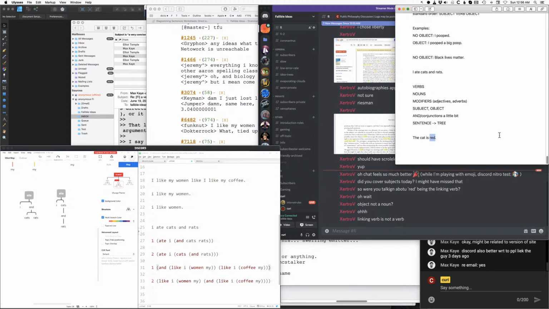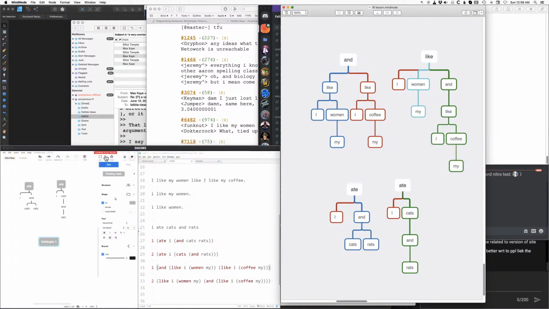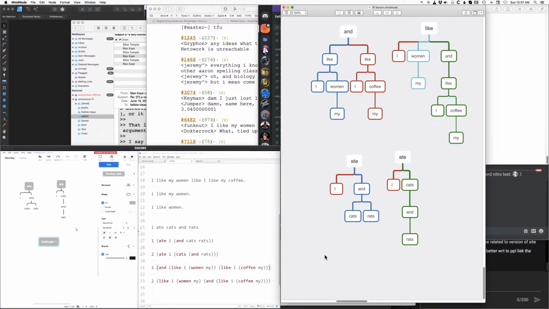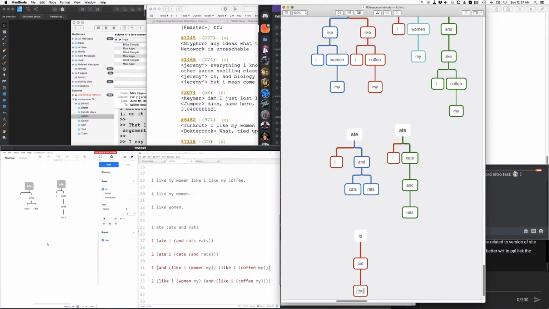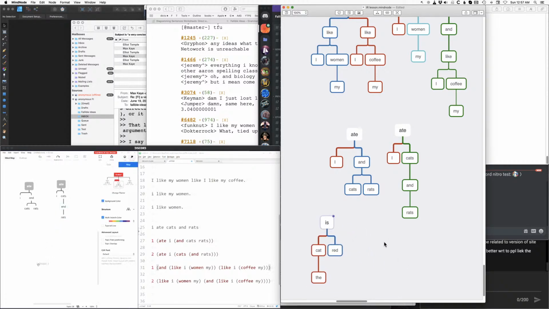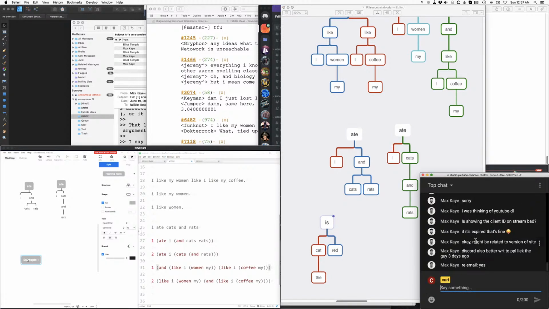Was something confusing? I made the tree, if you want to see mine, or you can make it.